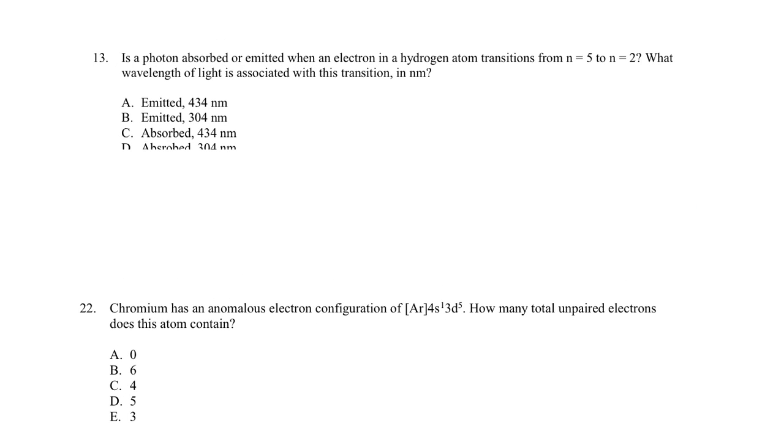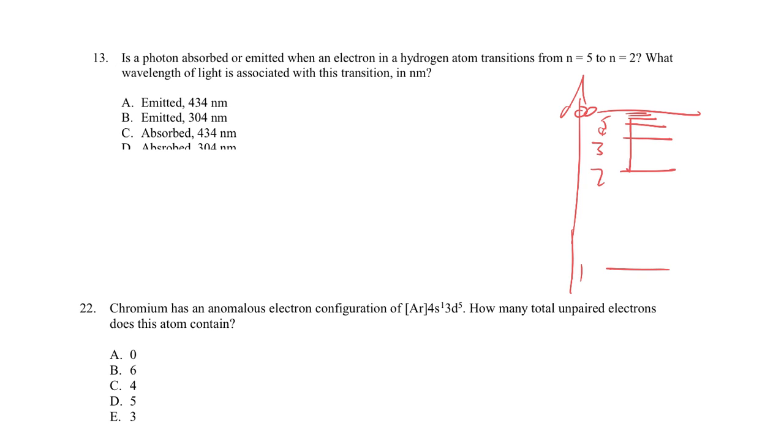Is a photon absorbed or emitted when an H atom goes from n equals 5 to 2? So it looks like this. We go 1 to 2 to 3 to 4 to 5 to 6. So we're approaching infinity, n equals infinity. We're approaching some nominal energy. So 1, 2, 3, 4, 5.